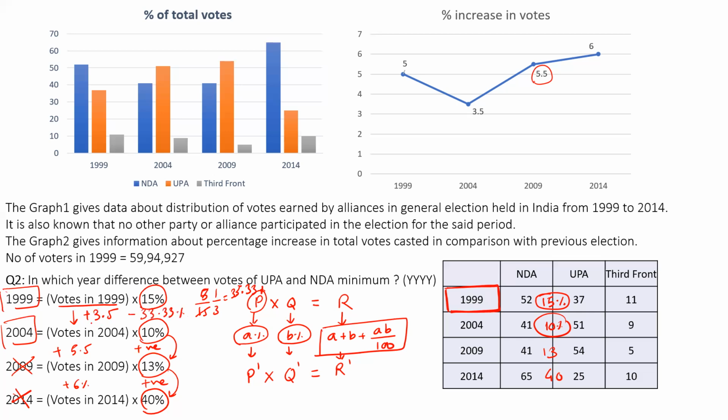Okay, so now the value of A is nothing but 3.5, the value of B is nothing but minus 33.33. Naturally, if you put these values here, the net percentage change in the product will be negative. Hence, I can say that in 2004, the difference in votes should be less than 1999. Hence, 2004 is the correct answer in this case.